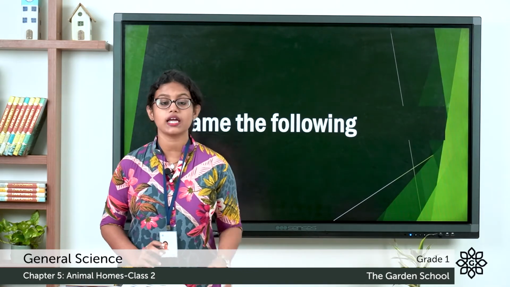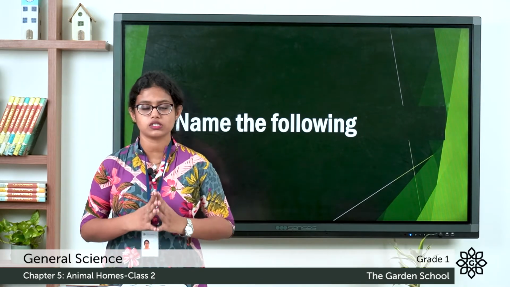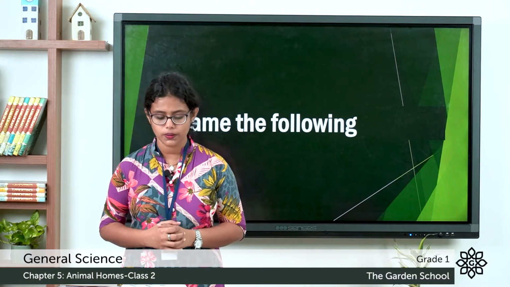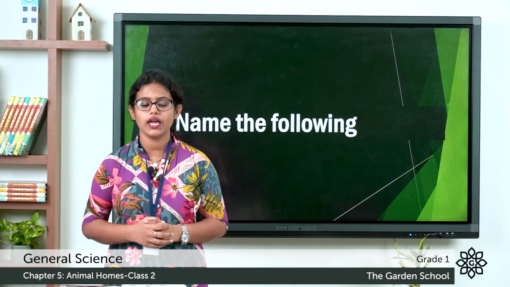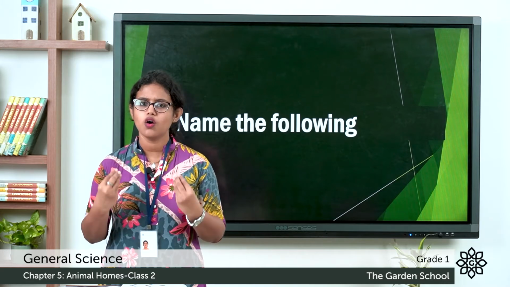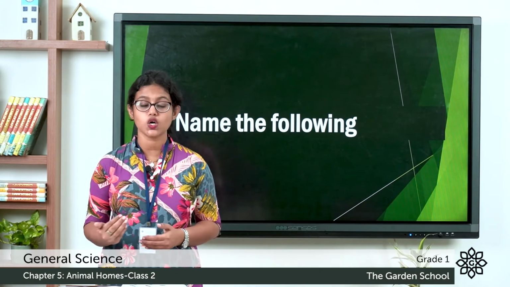Coming to the second exercise, that is, name the following. You have 3 questions given. I'll read out the question and you can answer it. The first one, 2 animals that live in forest. So you can write 2 animals that live in forest. The second one, an animal that lives on trees.